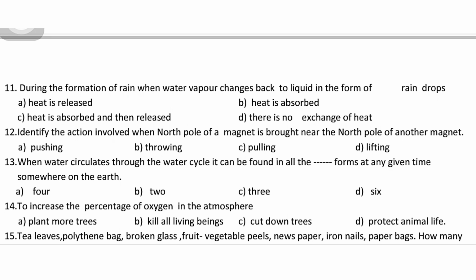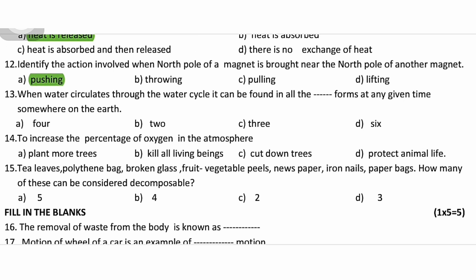Then, during the formation of rain, when water vapor changes back to liquid in the form of raindrops, heat is released. So the right answer is option A. Next, identify the action involved when the north pole of a magnet is brought near the north pole of another magnet. They repel each other. So the right answer is pushing.